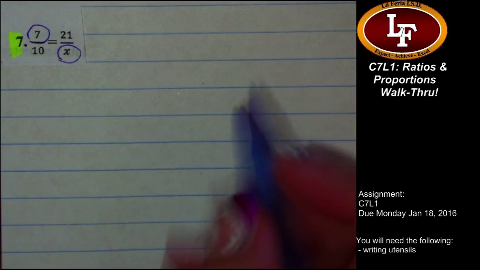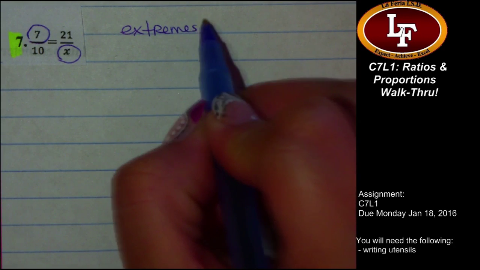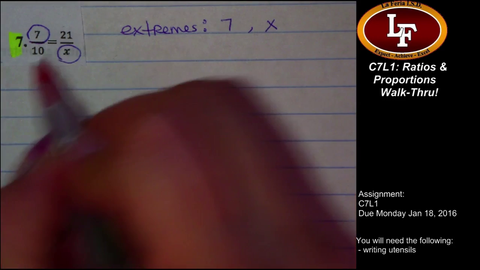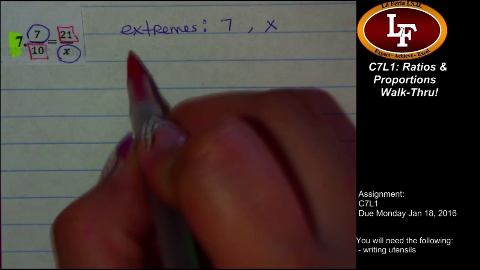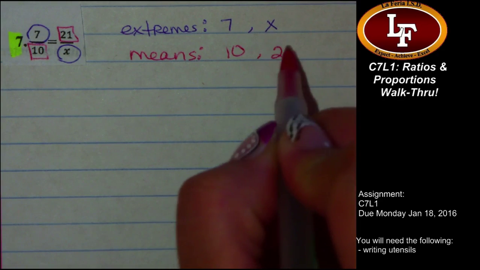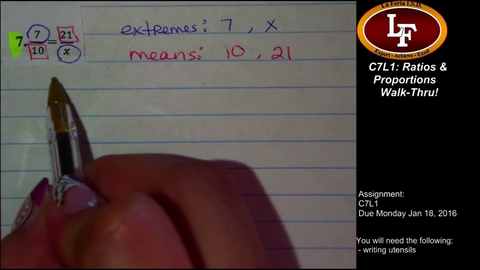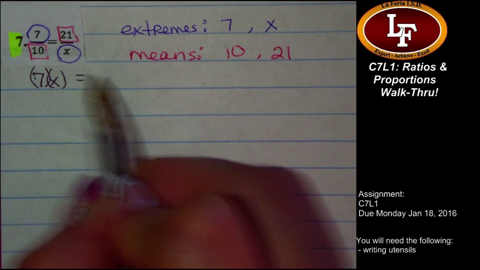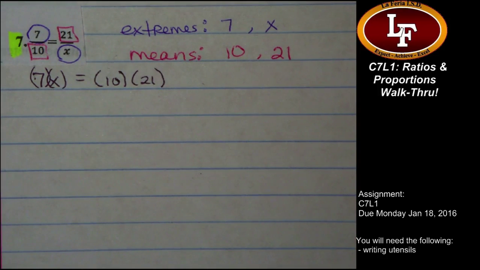All right, so here are the extremes. The extremes are 7 and x. And the means are these right here that I've boxed in red. And so the means are 10 and 21. The cross product property says that I can multiply them together and set them equal to each other. So my new equation will look like this.